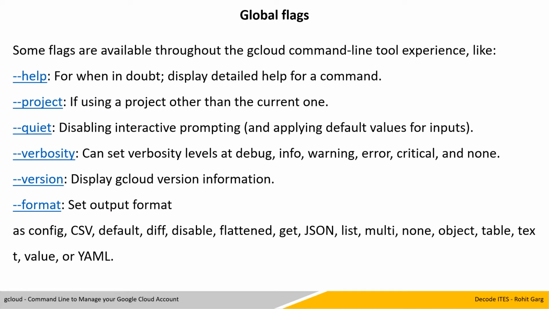Verbosity can set the verbosity level at debug, info, warning, critical, and none. Version displays the gcloud version information. Format is the option that can convert your output to the required one. There is a list of formats available in gcloud like CSV, default, diff, disable, flattened, JSON, YAML, and you can choose any of the formats according to the requirement.